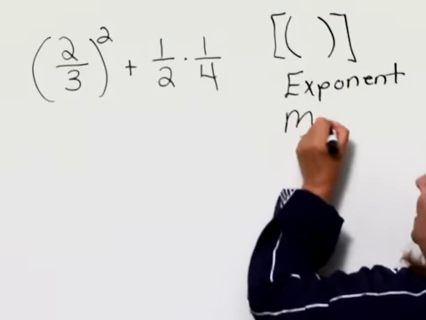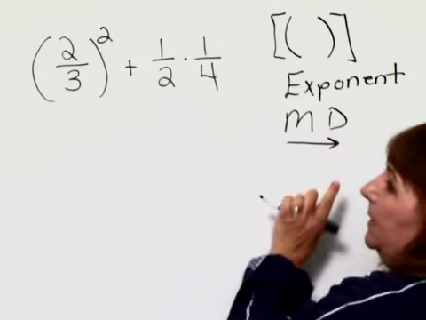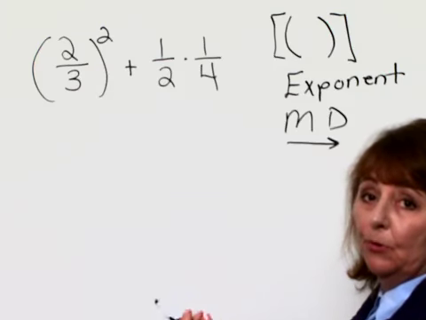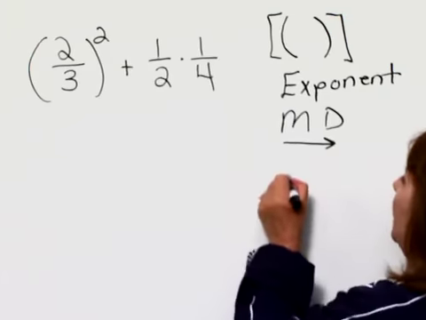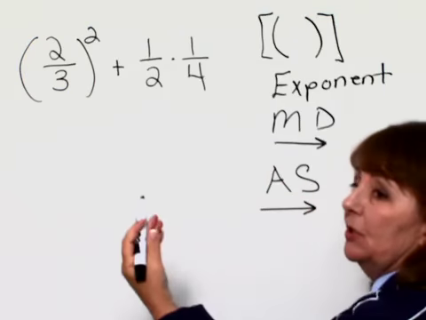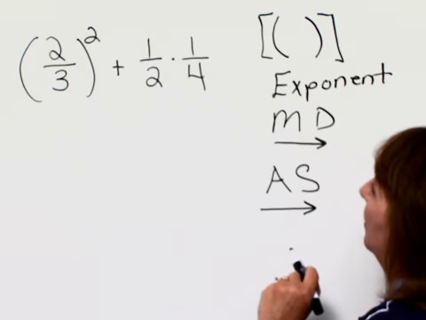Then you multiply or divide, and I'm writing the arrow here left to right because you work multiplication and division, whichever operation comes first, furthest on the left, then you work to the right. And the same is true with addition and subtraction. You work addition and subtraction from left to right. So now let's follow this as we do the problem.